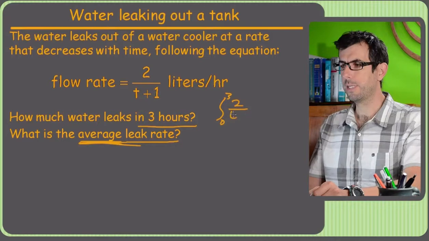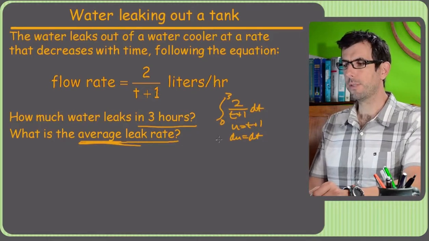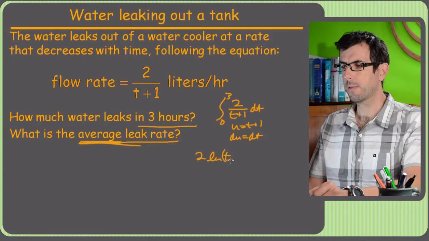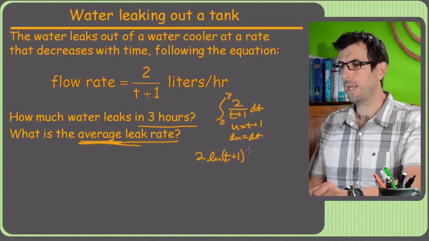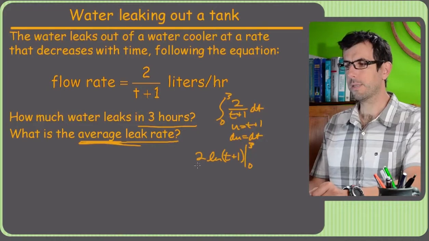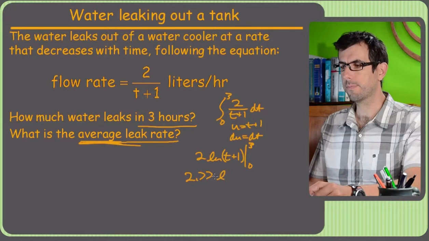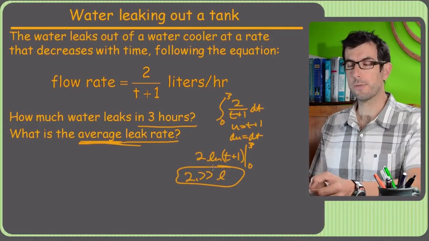So the integral of 2 over t plus 1 dt. Let's see, so u equals t plus 1, which means that du equals dt. And we already have that. So this is simply going to be, I'll move the 2 out front, so that's 2 times the natural log of u, which is t plus 1. And we need to evaluate that from 0 to 3. Alright, so when I type that in a calculator, I got 2.77 liters. So that's in the first 3 hours.